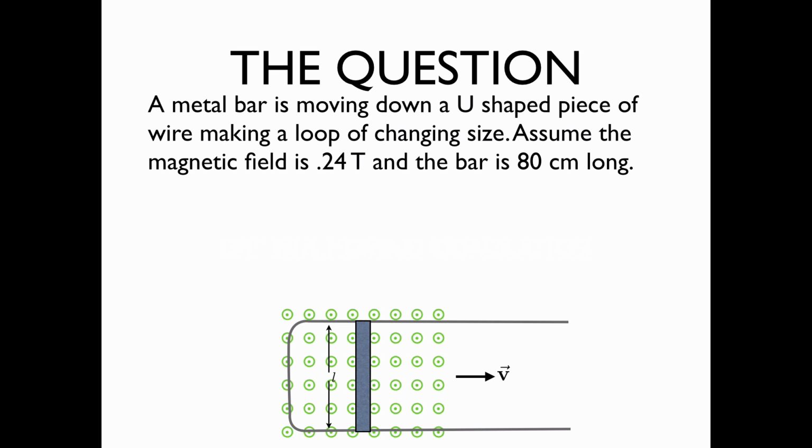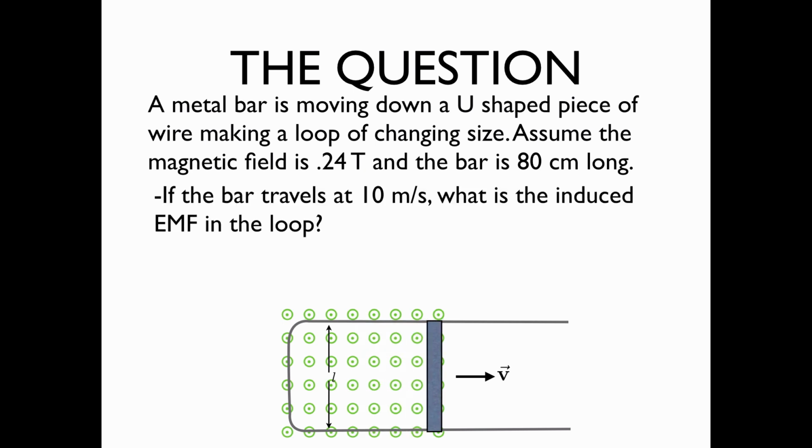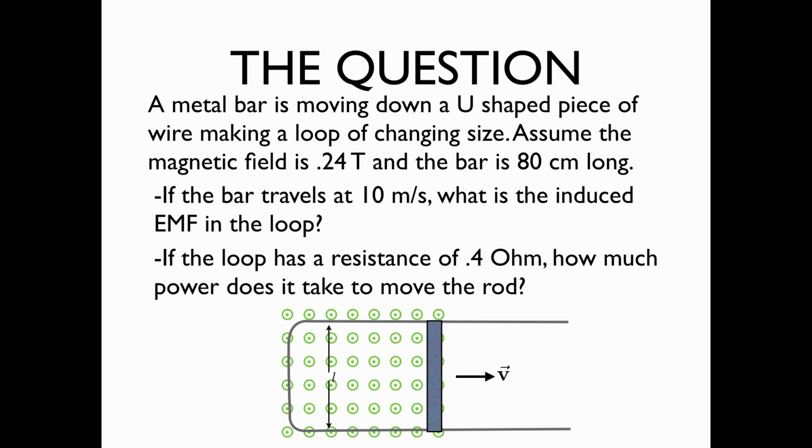Assume the magnetic field is 0.24 Tesla and the bar is 80 centimeters long. If the bar travels at 10 meters per second, what is the induced EMF in the loop? And if the loop has a resistance of 0.4 ohm, which is constant as the loop changes size, how much power does it take to move the rod?